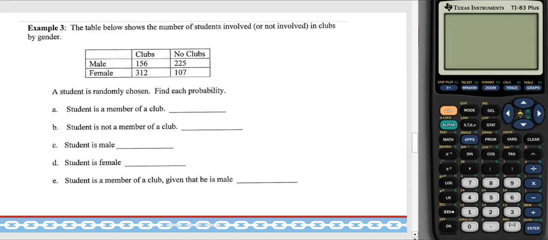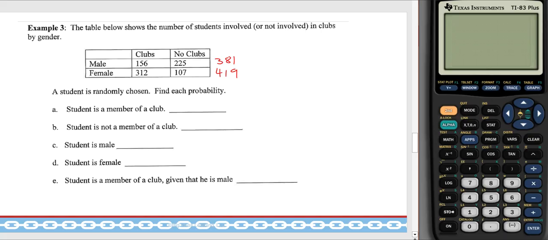So for example 3, we have data presented to us in what is called a two-way table. Right, so we see that our data is sorted in 2 different ways. We see male versus female, and then we also see if the students are in a club or not in a club. With a two-way table and probability, we are going to need some totals. So this particular two-way table does not provide us with the totals, so we would just need to add. Right, so for total number of males, we would add the 156 and the 225, right, 381. We would add the females, 419.